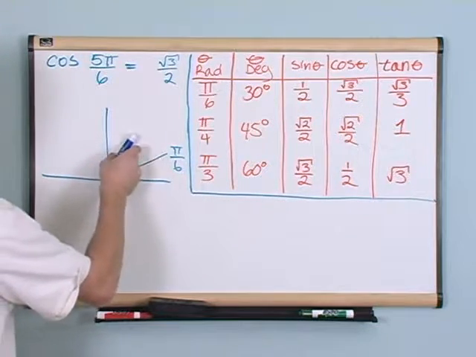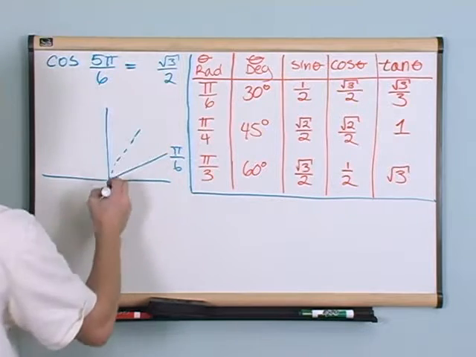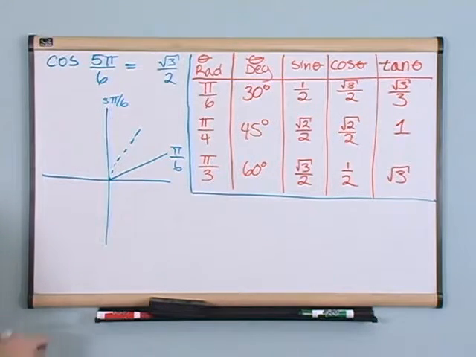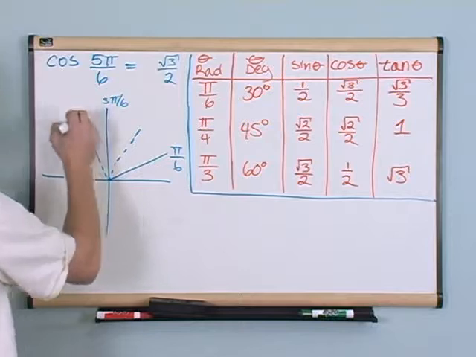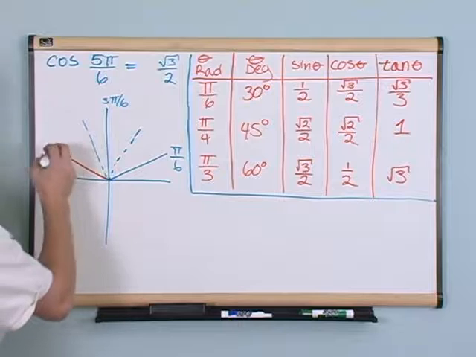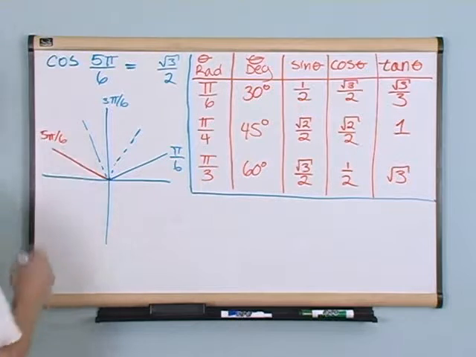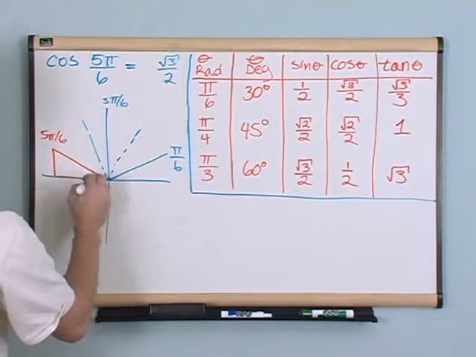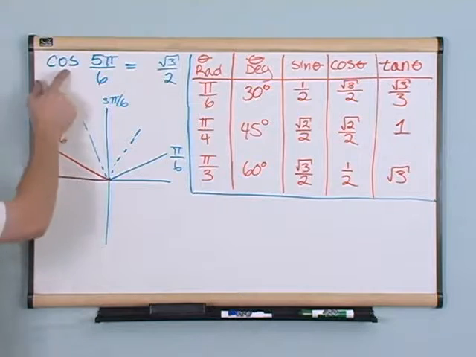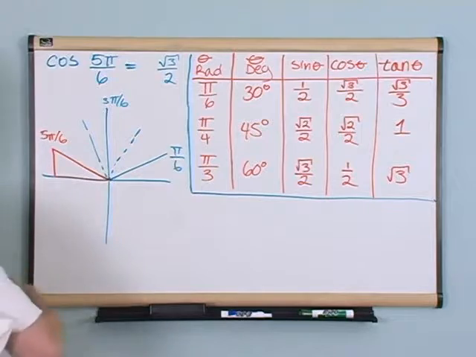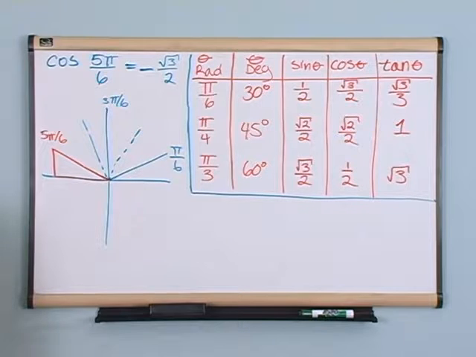So you have pi over 6, 2 pi over 6 right here, 3 pi over 6 here, which reduces to pi over 2, which is what we know the y-axis is. Then you have 4 pi over 6. And then finally, you're going to have 5 pi over 6 right here, and then this would be my triangle like that. And then I'm looking for the cosine, which is the x, which is negative here. So then this would be a negative square root of 3 over 2.